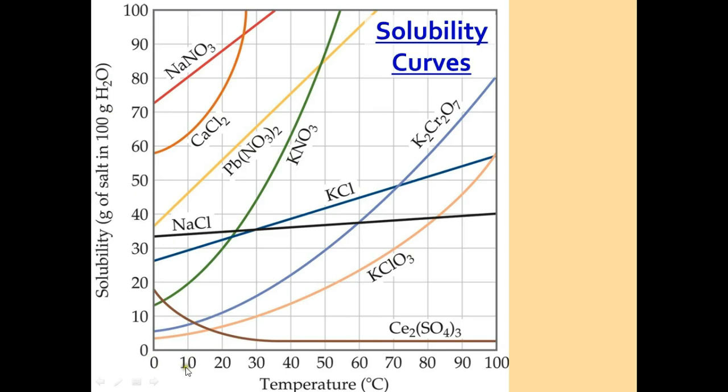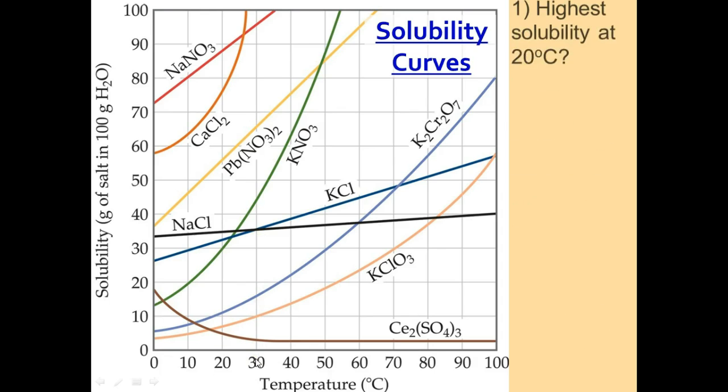So let's just say at 10 degrees Celsius, we can dissolve almost 30 grams of KCl. So pretty much that's how you read it. You just look at it like a normal coordinate grid. So at 30 degrees Celsius, we can dissolve 10 grams of KClO3. So you just go to the right and then go up and find your substance, and that's how much can be dissolved at that specific temperature.